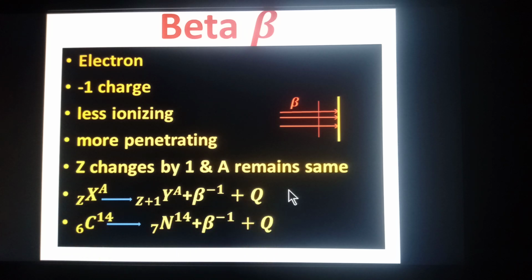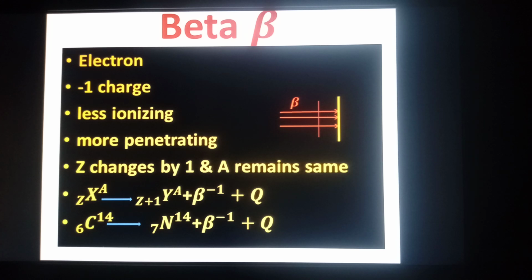For example, when carbon 6-14, carbon with atomic number 6, mass number 14, undergoes a beta emission, emits a beta particle. It is an unstable carbon. So to get stability, it emits a beta particle and it is converted into nitrogen. It is changed into nitrogen, or we say that nitrogen 7-14 is formed with the release of a beta particle plus energy. So this is all about beta particles.